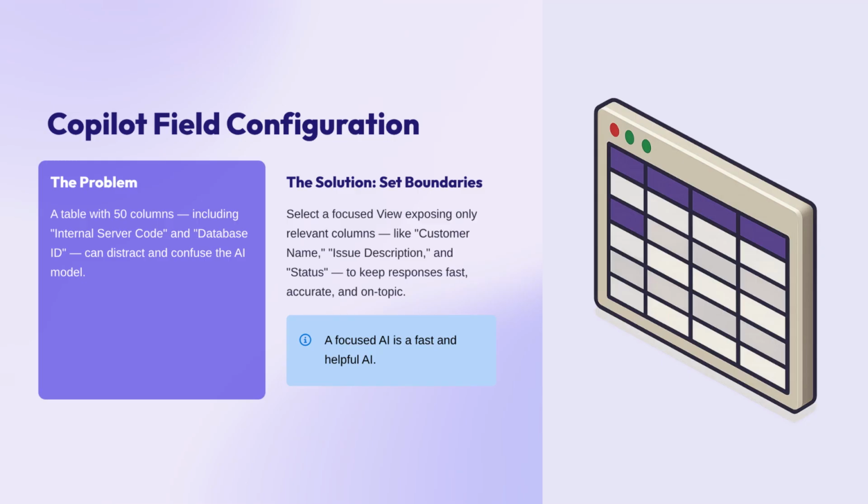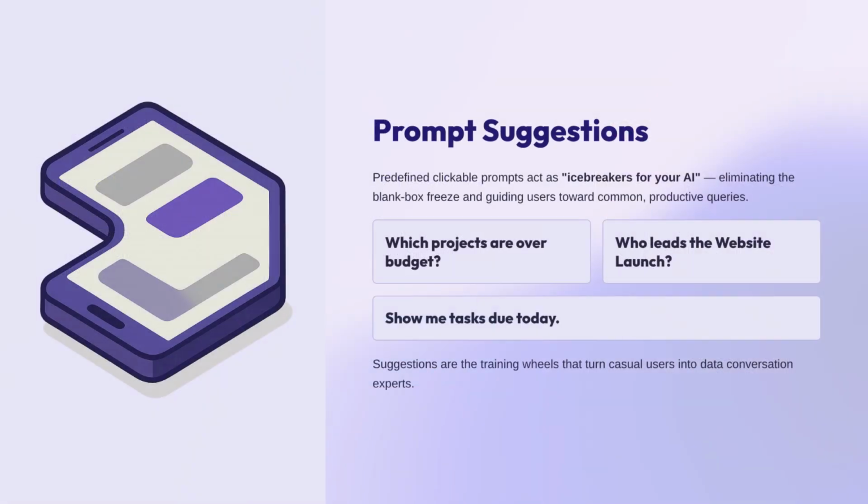So now that we've mastered how to keep our AI on topic by picking the right fields, you might be wondering how we help the user start the conversation if they aren't sure what to ask. Well, that brings us right into our next step, which is setting up prompt suggestions. This brings us to prompt suggestions.